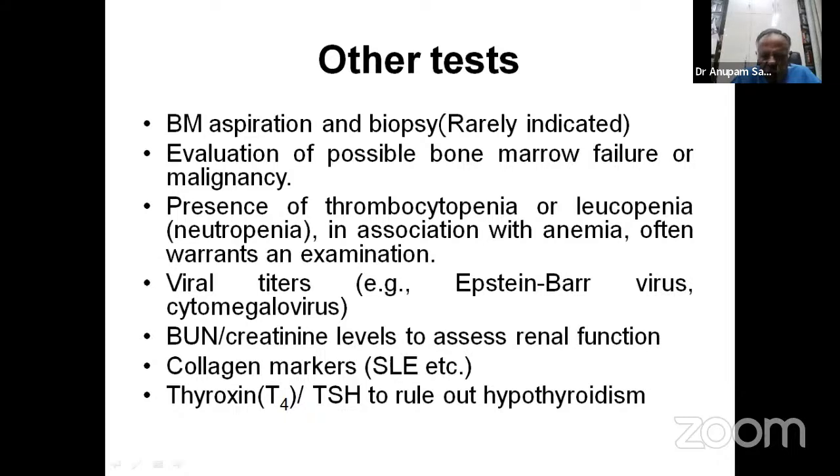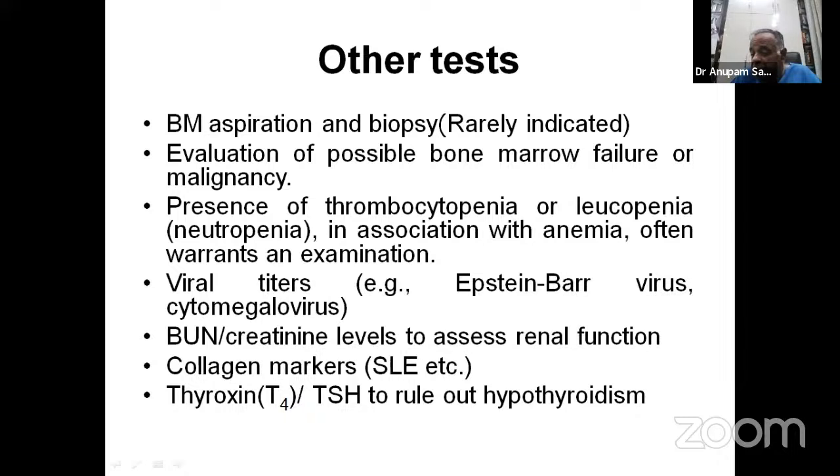BUN and creatinine levels are to be looked at to assess renal function. I remember a 15-year-old girl who came to me with severe anemia, repetitive anemia. We admitted her and we were looking at the cause. And once I admitted her, the sister looked at the blood pressure and it was very, very high. And when we got the report that the blood pressure was very high, we got the BUN and creatinine done. And lo and behold, the creatinine was 7.8 and her basic presentation of the chronic renal failure was in the form of anemia.